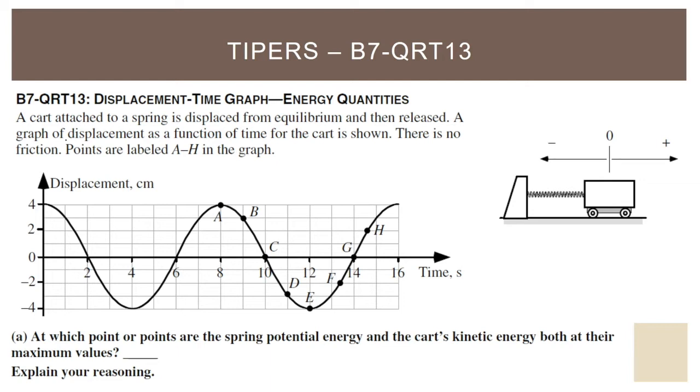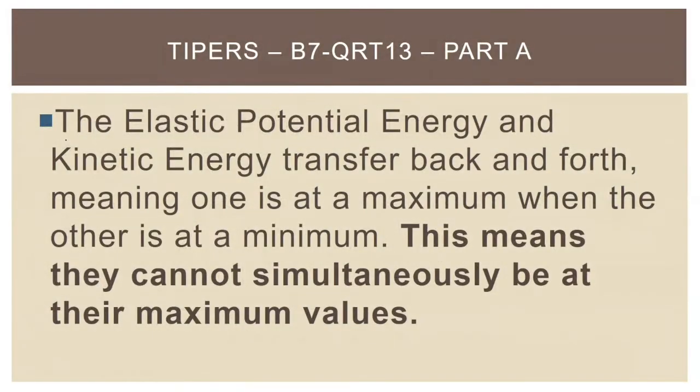All right, for part A here, they're asking about where the potential energy and the kinetic energy are both at their maximum values. And in my view here, the answer is pretty straightforward. The elastic potential energy and the kinetic energy transfer back and forth. One turns into the other, turns into the other. And that means that one is at a maximum when the other is at a minimum. This means they cannot simultaneously be at their maximum value. When one is maximum, the other is minimum, and vice versa. Take a second to pause this video here and write this down, adding any parts of this explanation that may be missing from your own. And when you hit play, we'll move on.